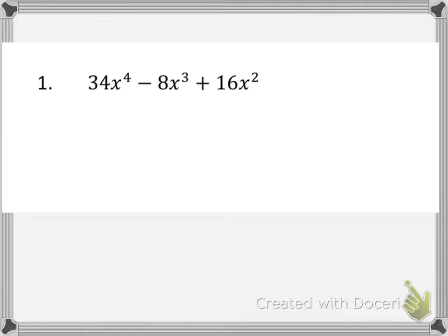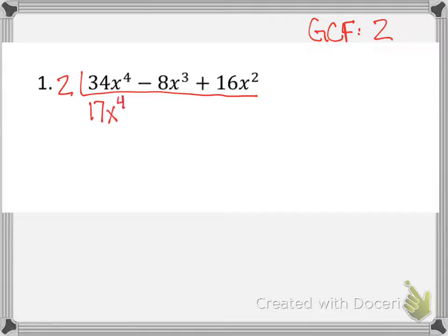So let's look at number 1 at the bottom of the page. 34, 8, and 16. My greatest common factor between those three numbers is actually just 2. So I'm going to divide by 2. So 34 divided by 2 is 17. 8 divided by 2 is 4. And 16 divided by 2 is 8.